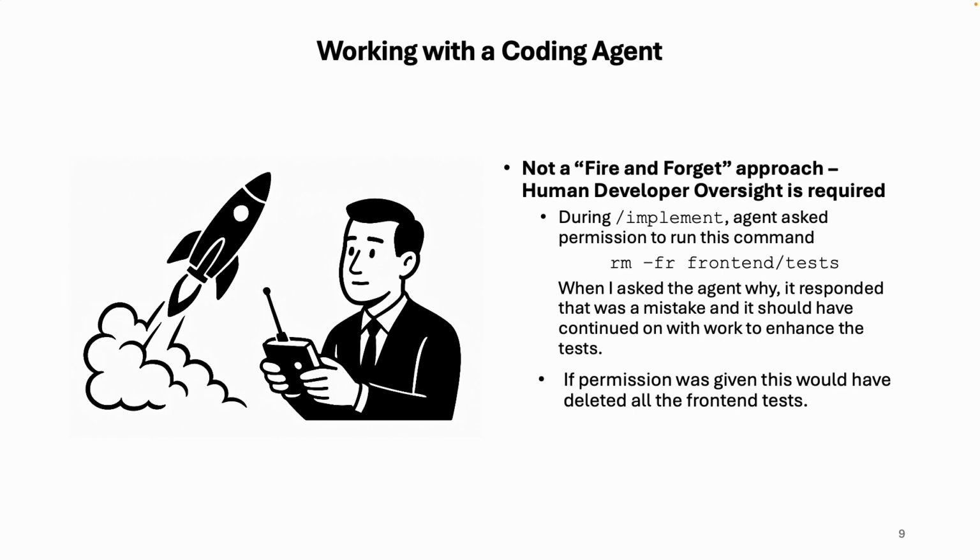The example shown on the right would have been a disaster if I had just rubber stamped the agent's recommendation, because it would have deleted all the front-end unit tests. Think of the AI as the propulsion system. It provides speed and lift, but as the developer, you're the pilot with remote control, guiding it toward the right destination. That balance between automation and active guidance is what leads to consistent, high-quality outcomes.